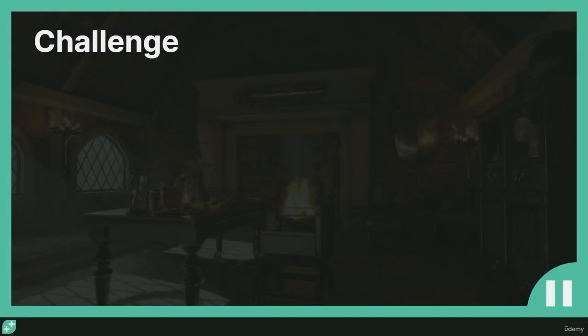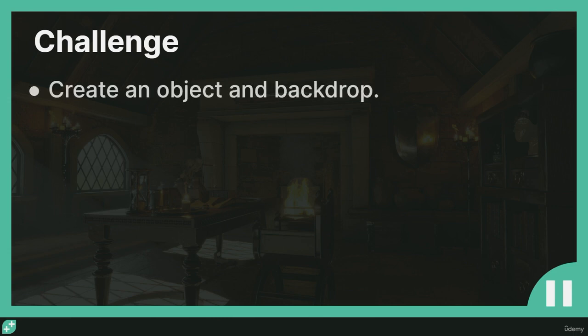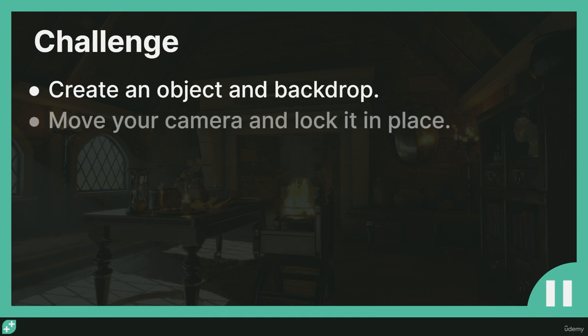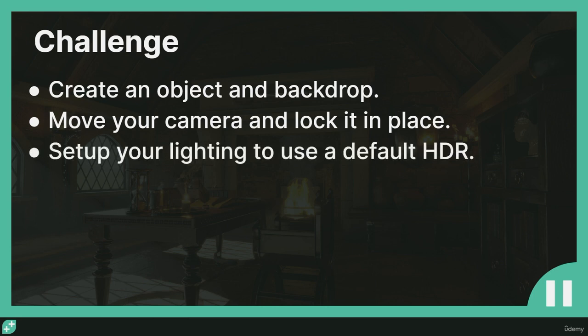Okay, challenge time. So your challenge is to create an object in a backdrop. Now you may already have a default object in there. You may be using the sphere the way I am, or the default cube, but you can add any object you want. You can even try the monkey head. Next, move your camera to fill the camera view with your object with a nice composition and lock that into place. Next, set up your lighting to use that default HDRI.